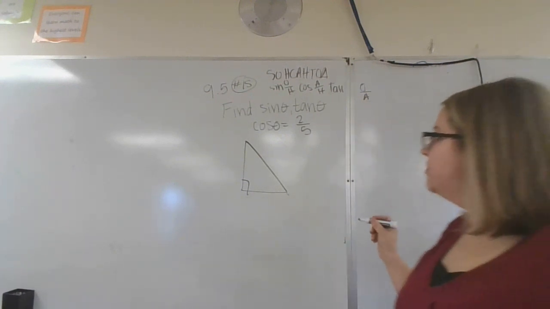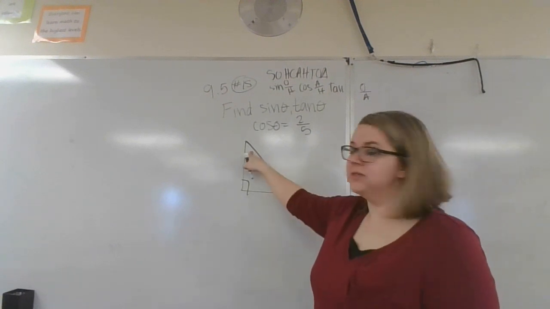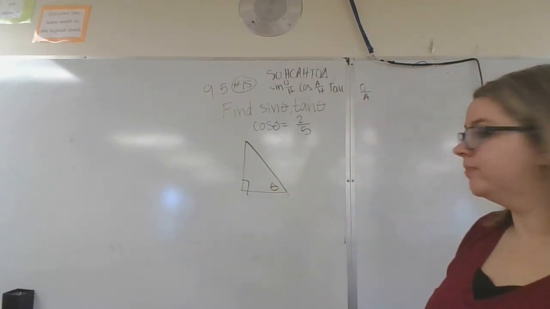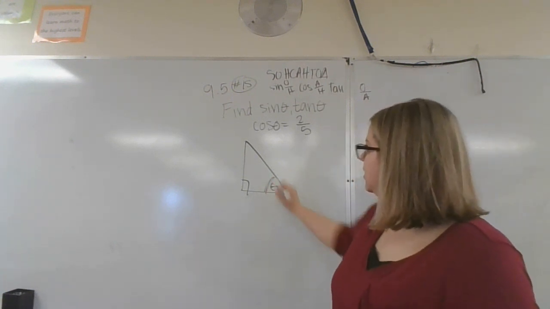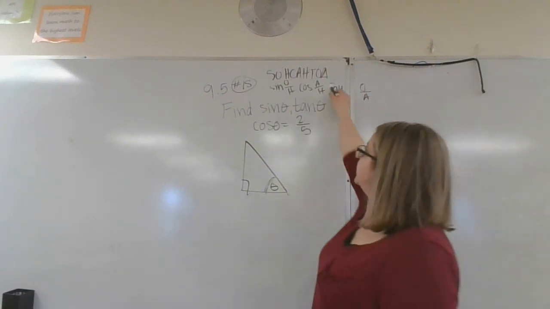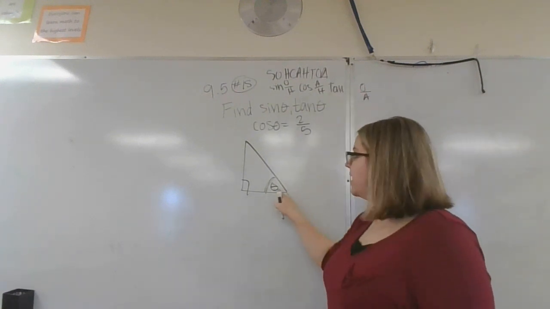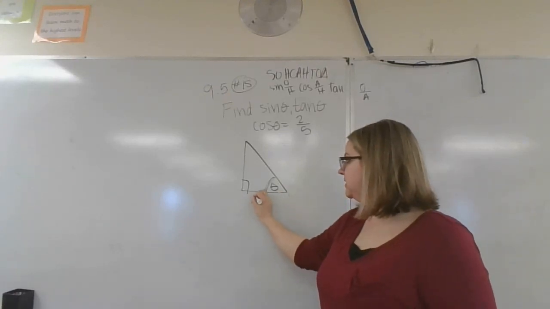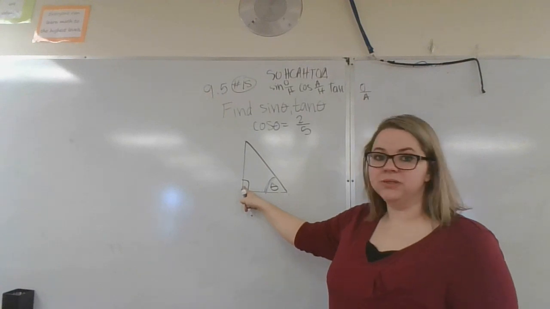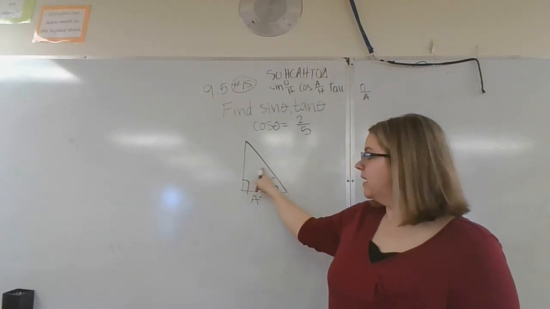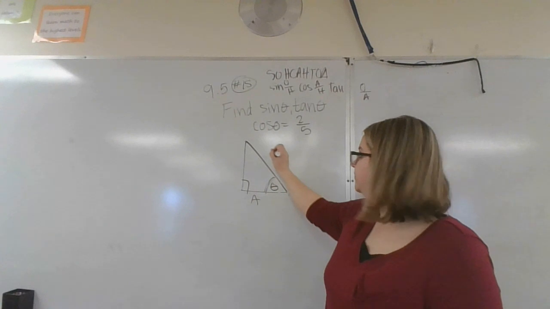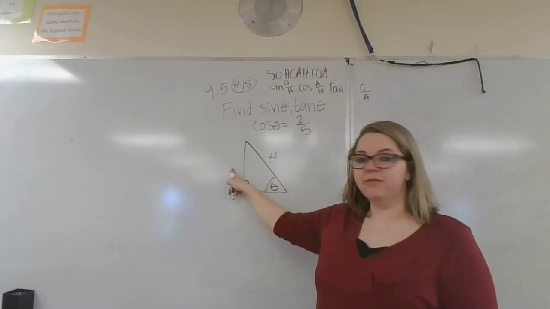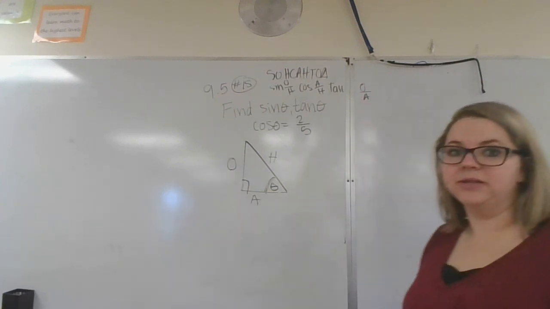Okay, now we're going to pick an angle. I can pick this angle to represent my angle. I'm going to choose this bottom one. This is my angle. Now cosine is adjacent over hypotenuse. So my adjacent side to this angle is going to be this one down here. My hypotenuse is across from my 90 degrees, so here's my hypotenuse. And then my opposite side is opposite the angle. So this is my opposite side.